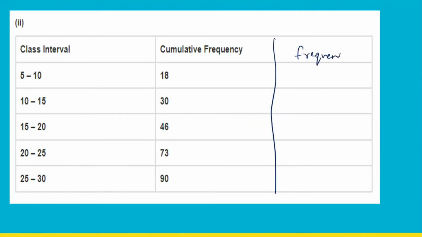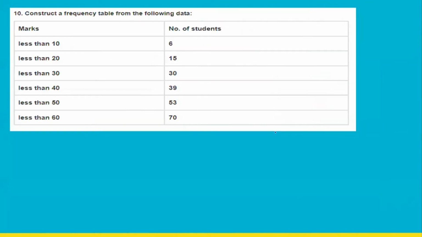Now, one more again, here you have to create the frequencies from the cumulative frequencies. So, again, we start subtracting. So, 5 to 10, it is going to be 18 only. And then 30 minus 18, this is going to be 12. 46 minus 30, this is going to be 16. 73 minus 46, this is going to be 27. And 90 minus 73, this is going to be 17. Got it? Moving to question number 10.